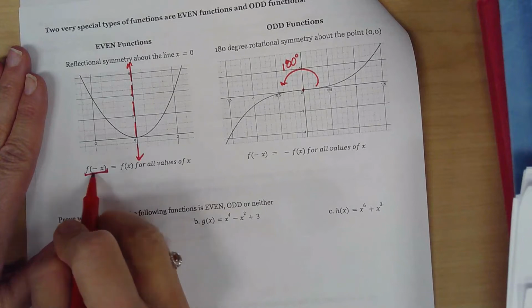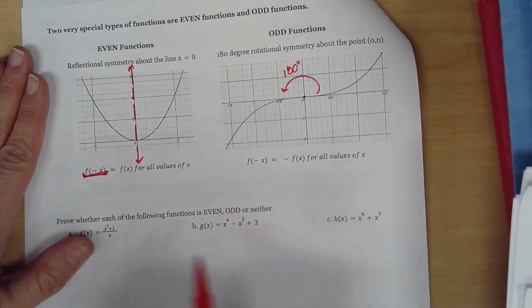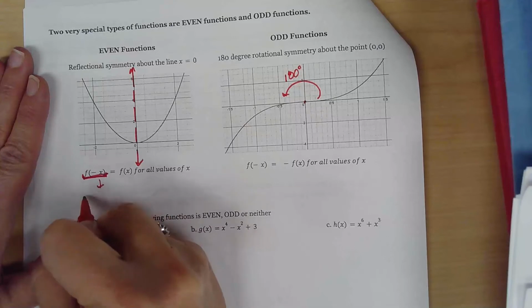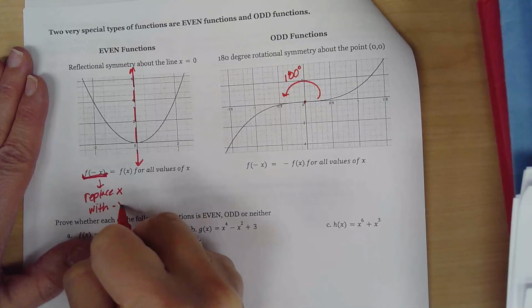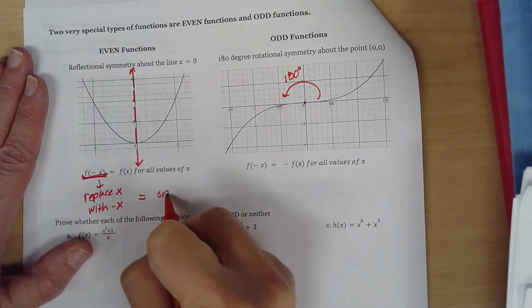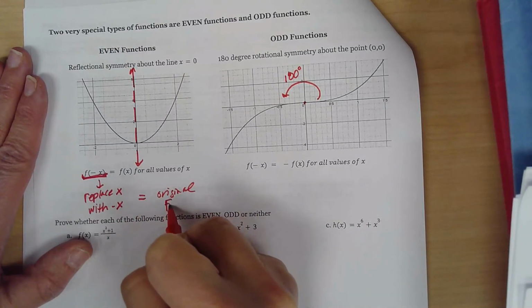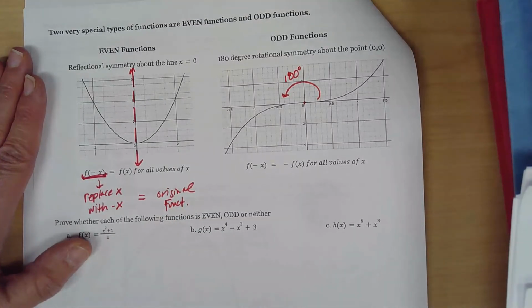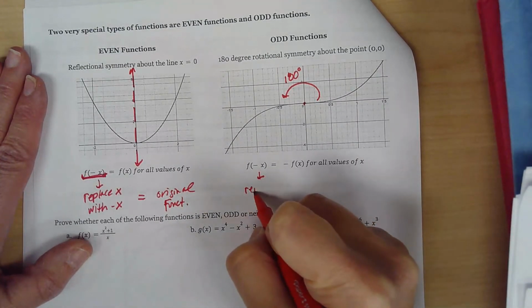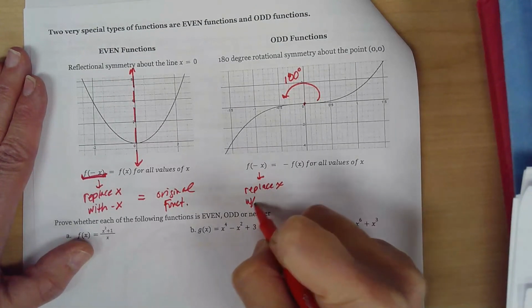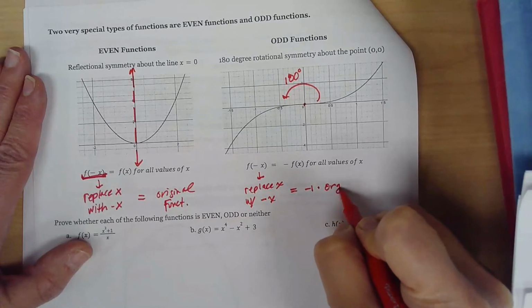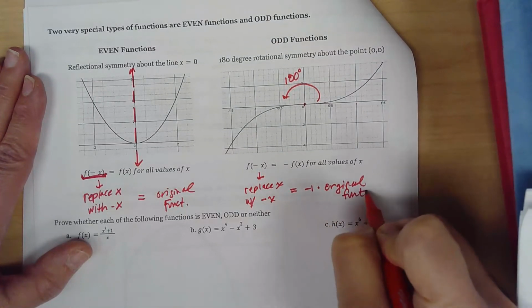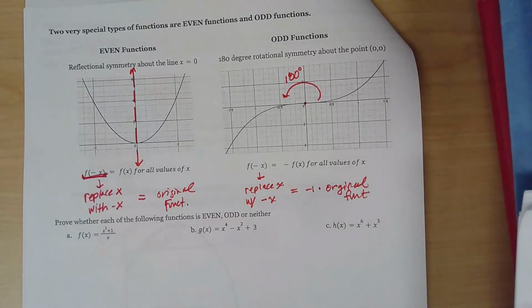Algebraically, to figure out if it's even or odd, you input a negative x, so you replace x with negative x. If it equals the original function, then it's even. If you replace x with negative x, and it equals -1 times the original function, then it's odd. That sounds really odd. That sounds really strange, right? So let me walk you through a couple of these.